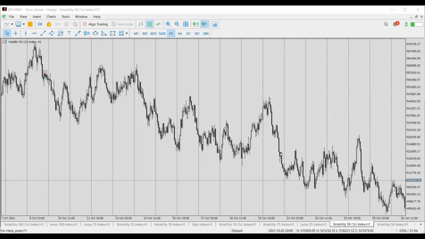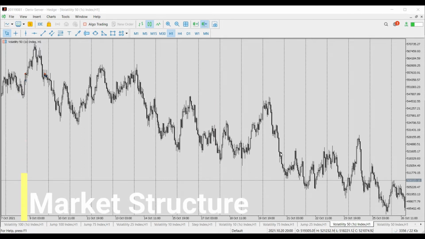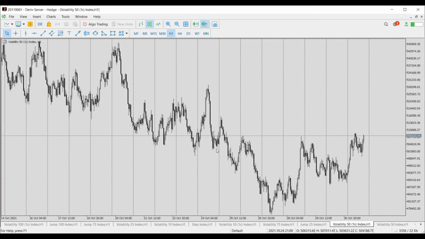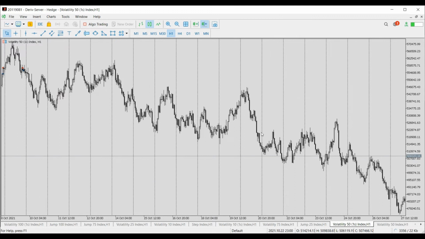So the first thing you need to consider when you want to enter a market is the market structure, the direction of the market. Where is the market coming from and where is the market going to? I'm going to use this as an example for today's video. Currently, the market is on a downtrend. As you can see, the market is on a downtrend. So what does that mean? That means that the entries you would be looking for are just sell entries, because they are all in a downtrend. That's the first thing you need to consider.